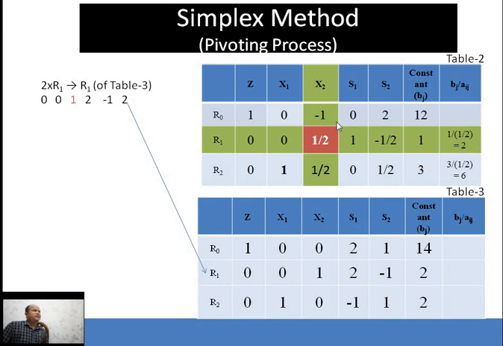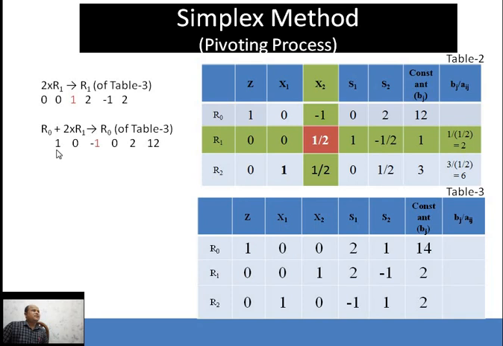If it becomes 1, and we add up these two, then it will become 0. So that is why we take the relation like that. R0 plus 2 multiplied by R1 will give us a 0 value. Accordingly, all the values will change, and that will give us the R0 row of table number 3. Now let us see it.